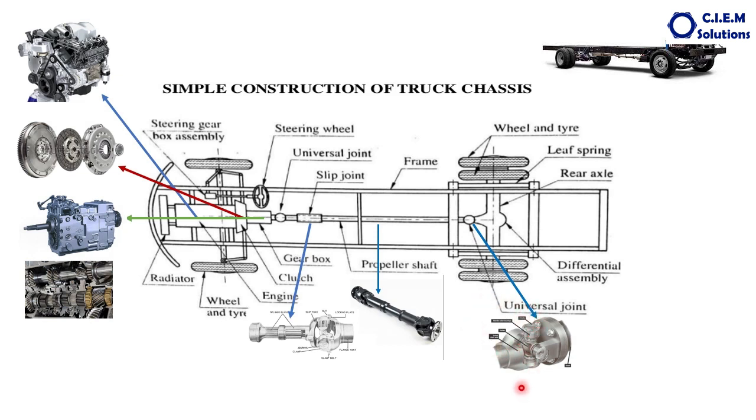Why is it provided? Here the drive is transmitted between the components of different axes. Suppose the gearbox axis is somewhere here, the differential will be at a lower level than the gearbox in the vehicle. So the differential axis will be somewhere here. So to transmit the power between the components of two different axes, these universal joints are fitted to the propeller shaft.